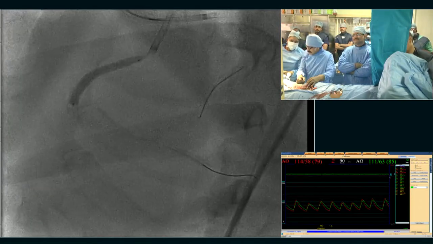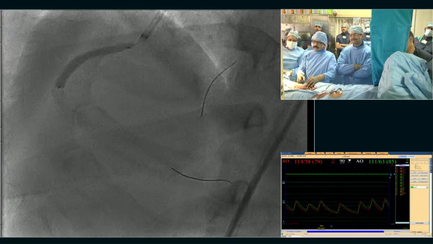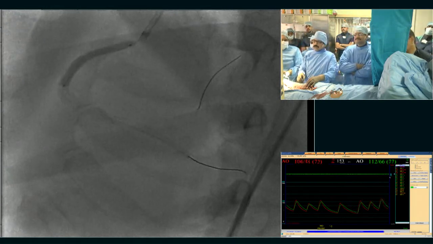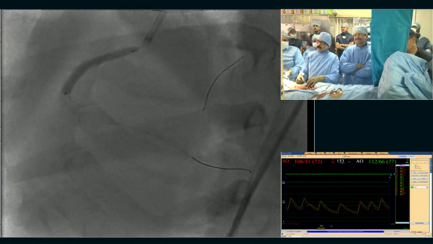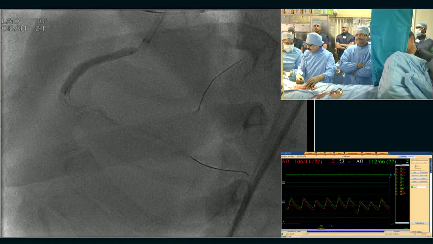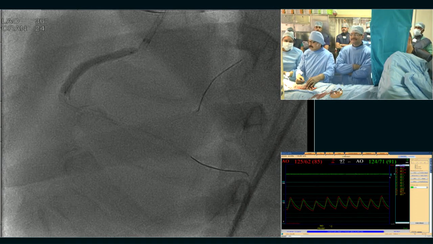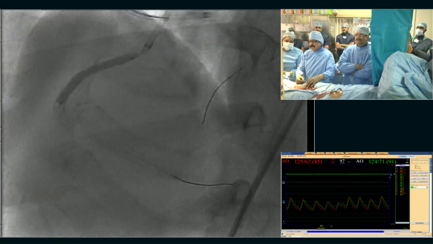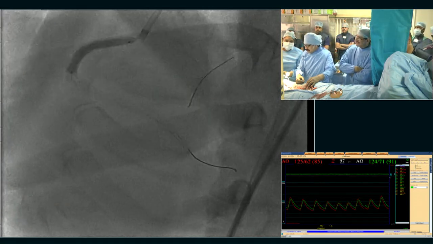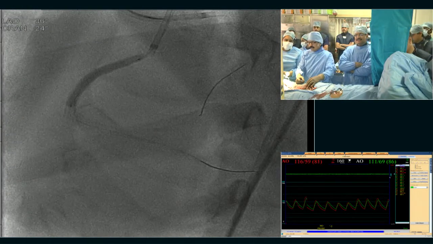One question here is how much contrast and radiation have you used so far? Because I agree with you, it is almost 7 gray. And 280 ml of Visipaque. Dr. Rao, how much contrast volume? It would be interesting to know. The contrast volume is around 280 ml of Visipaque. Very good.